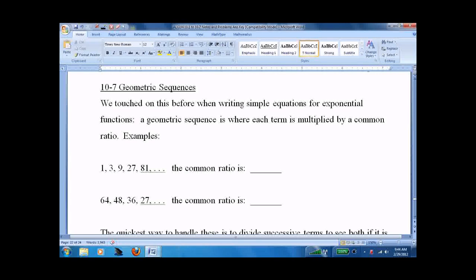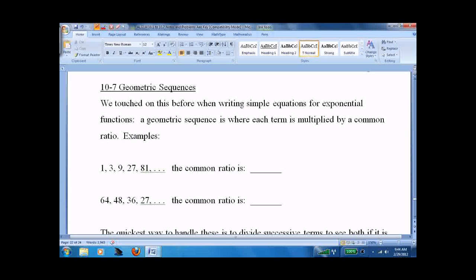Lesson 10.7, Geometric Sequences. I've touched on this before because geometric sequences are very much tied in with exponential functions. You may or may not see the link. If you ever graph an exponential function and graph a geometric sequence, it becomes quite obvious. But regardless, let me give you some examples.